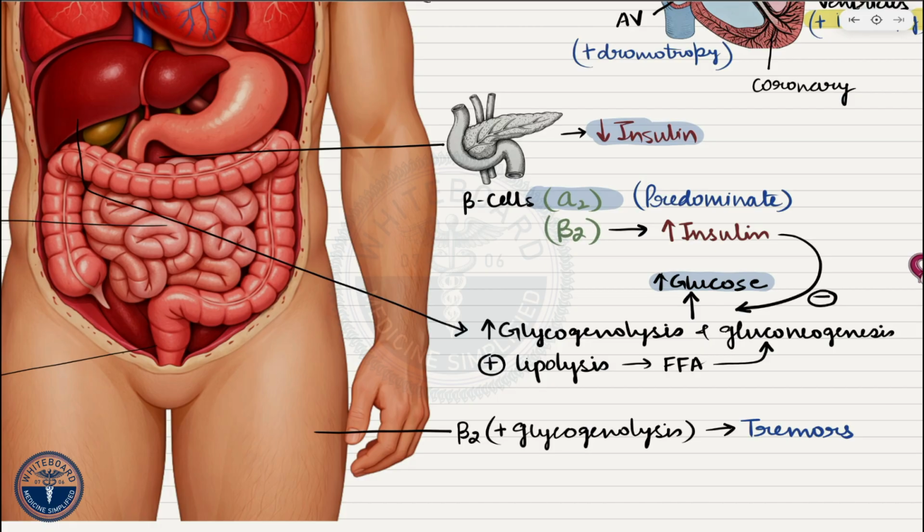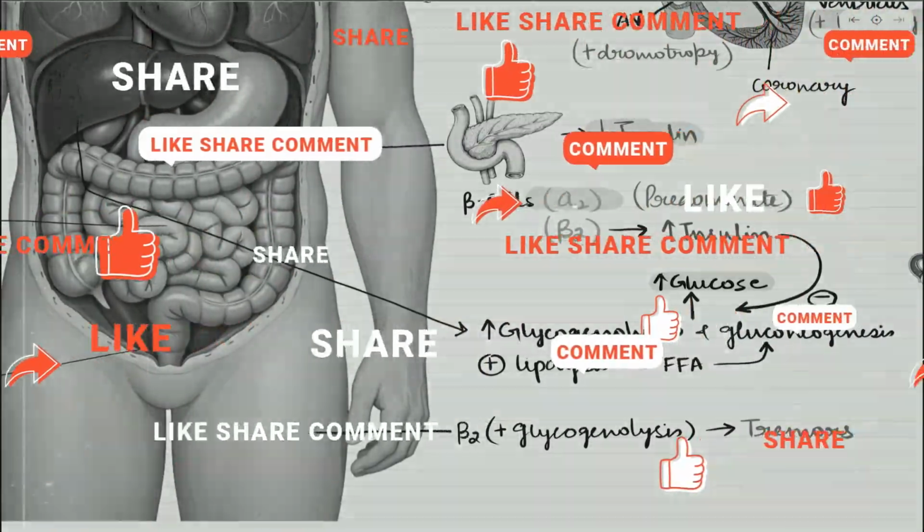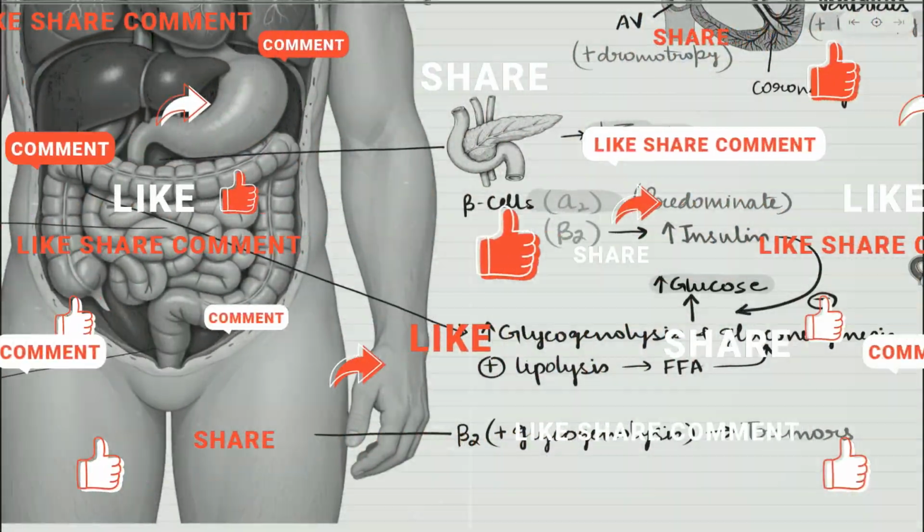Therefore, by allowing the alpha-2 effect to dominate, the body keeps insulin levels relatively low during a fight or flight response. This allows the liver to continue producing and releasing glucose into the bloodstream while preventing unnecessary glucose uptake by less active tissues. As a result, more glucose remains available for the organs and muscles that need it most during an emergency.